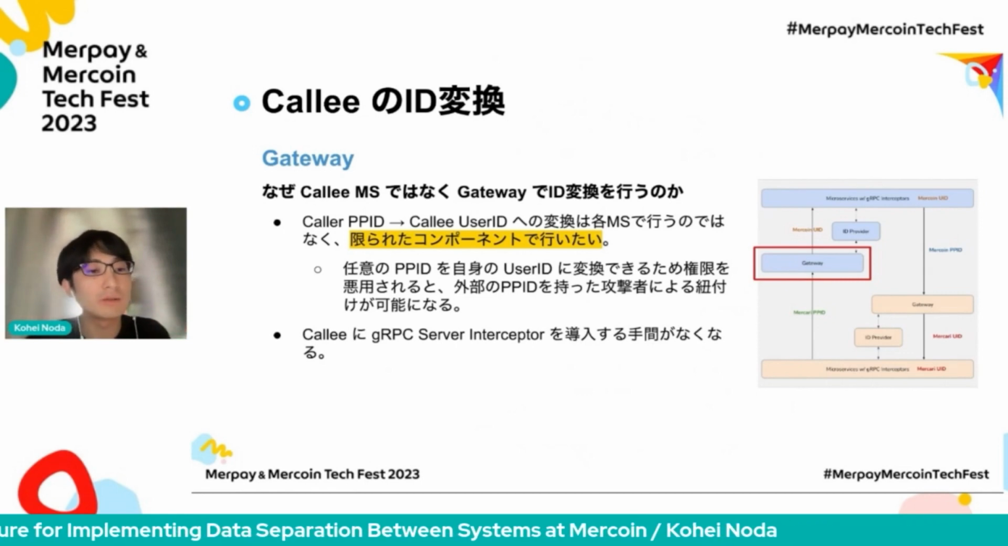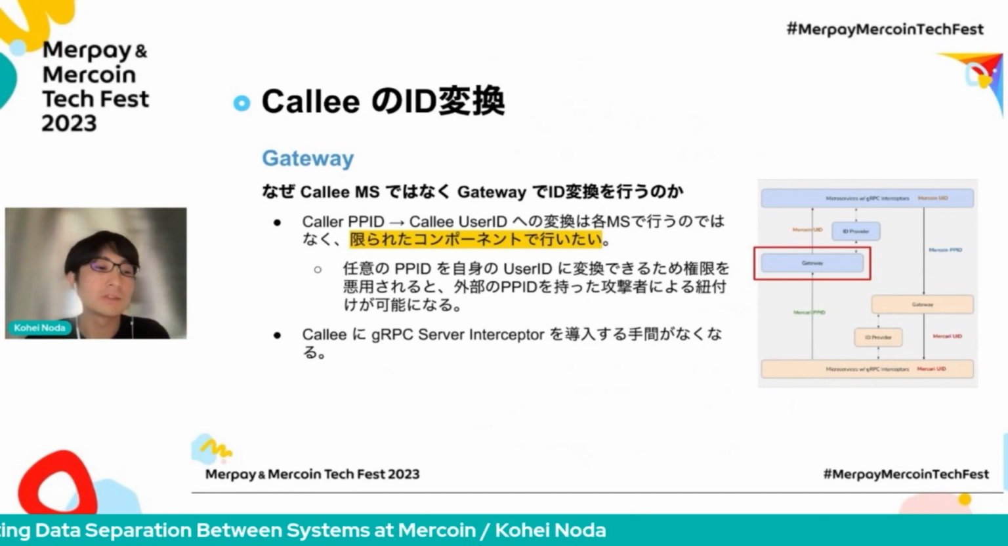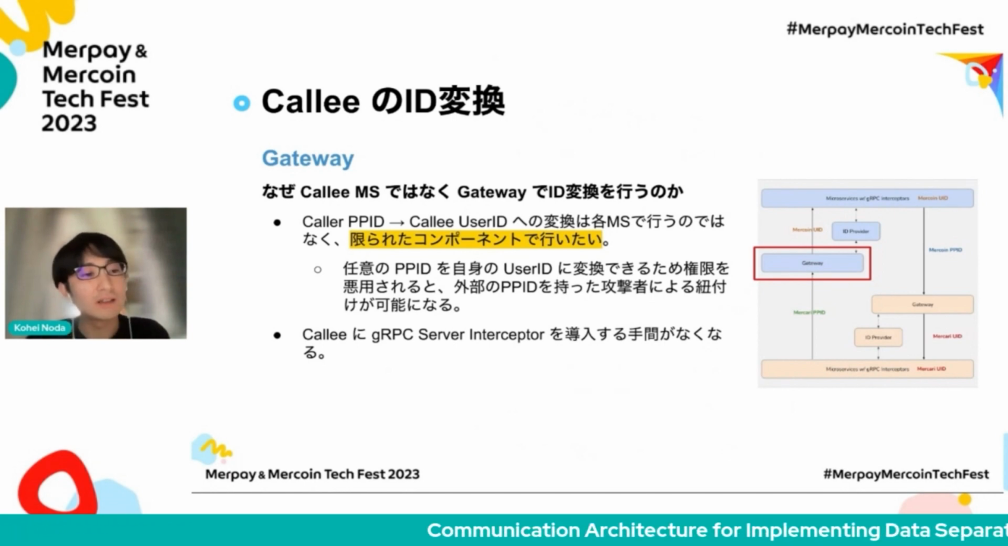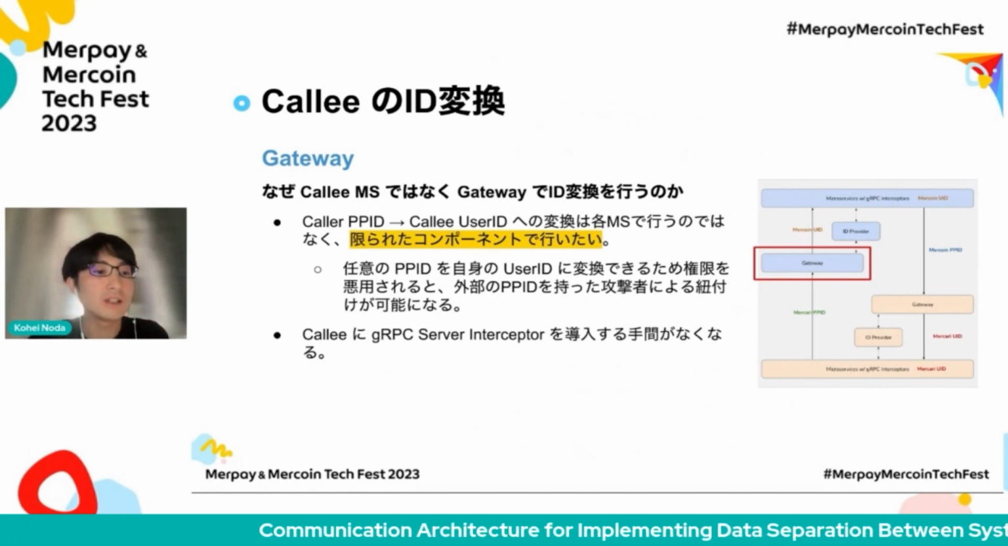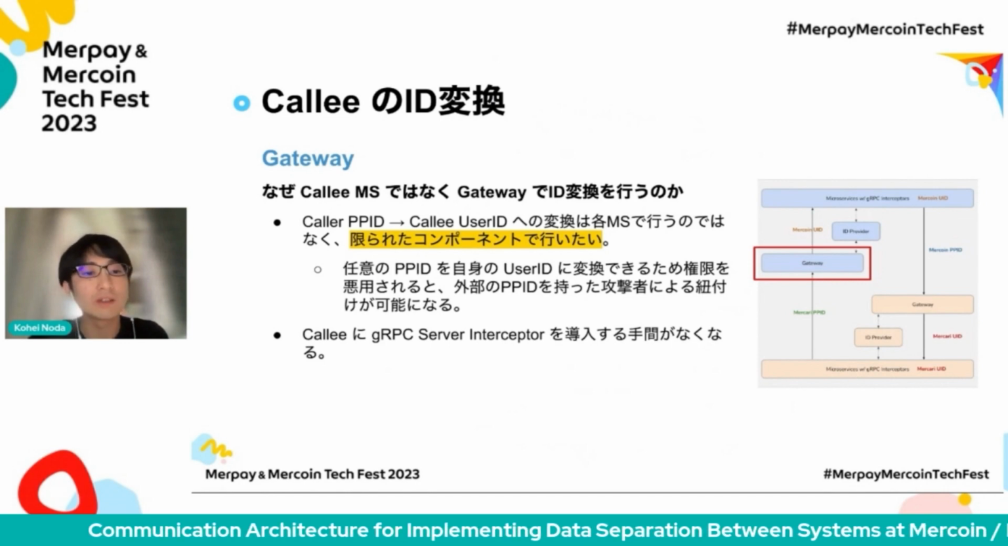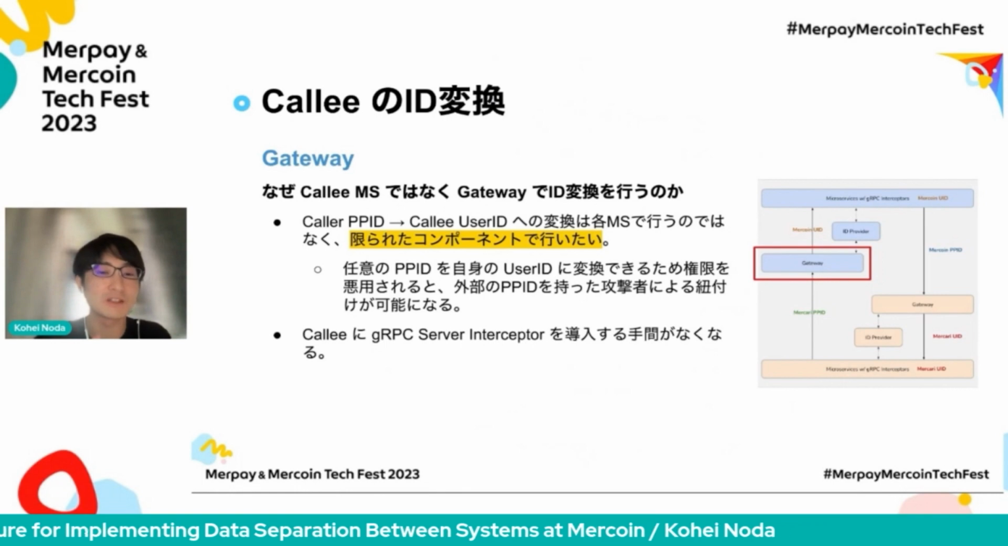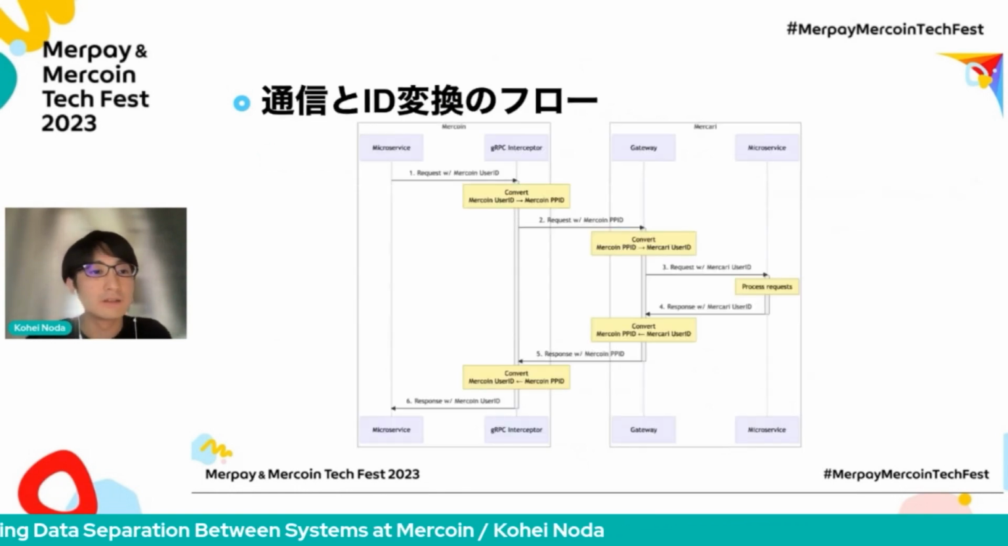So such kind of data association is possible given the high privileges. Therefore, we refrained from giving that high privilege to each microservice. Instead, we gave that privilege only to the gateway. This also eliminates the need to install the server interceptors in the microservices on the callee side.